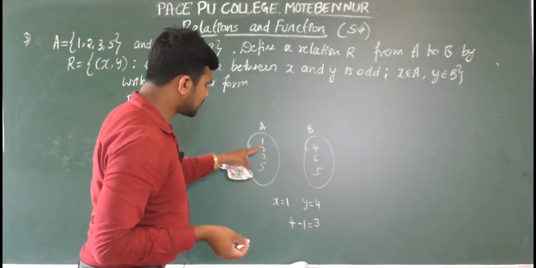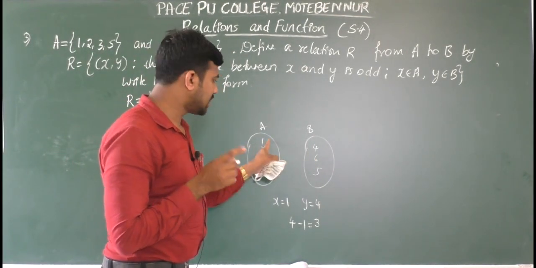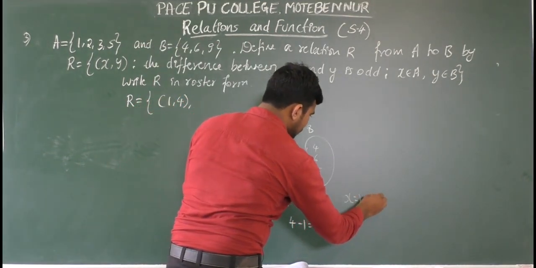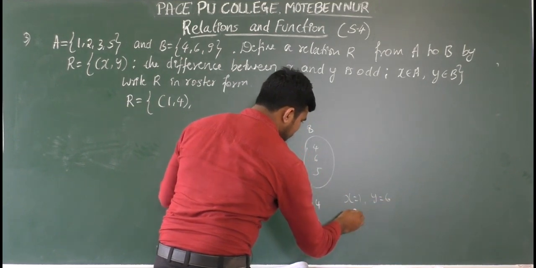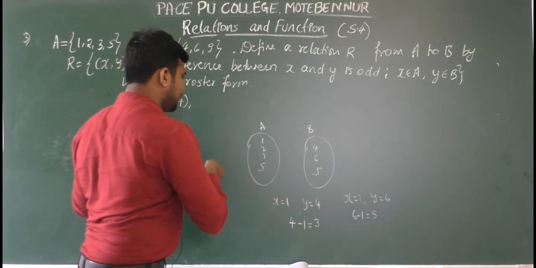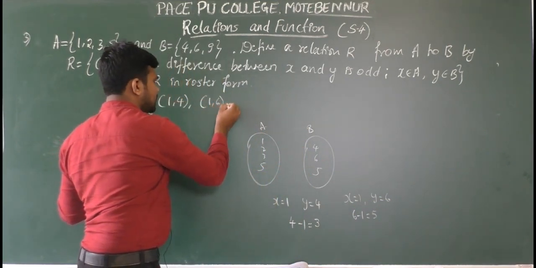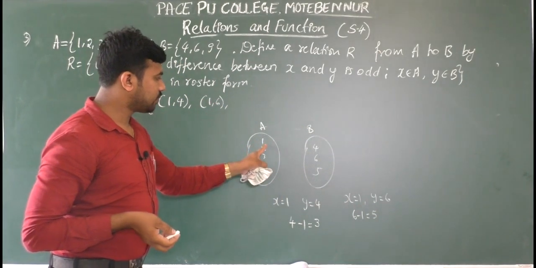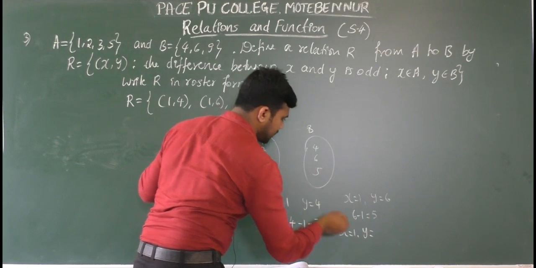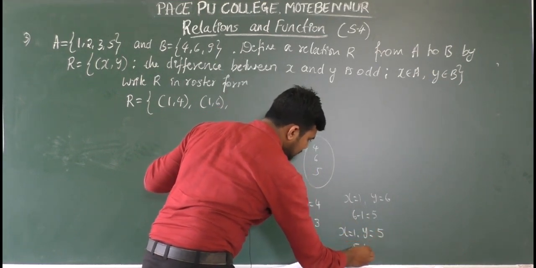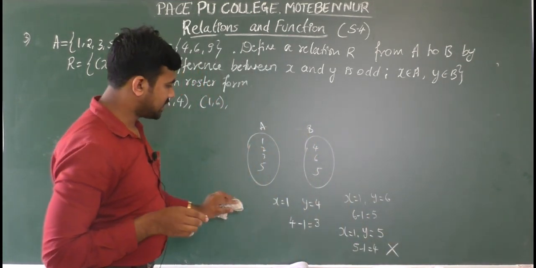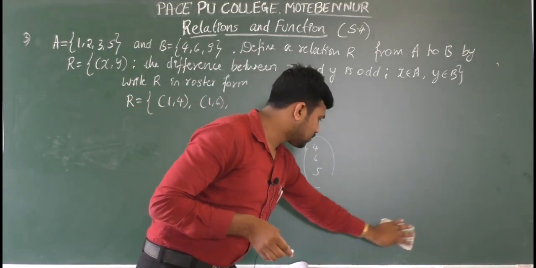Now if you take x is 1 with 6, for each element you have to check. If you take x is 1 and y is 6, 6 minus 1 is 5, again it is odd, so we can take (1,6). Next, if you take x is 1 and y is 5, what is the difference? 5 minus 1 is 4. So this is E1, so don't write it. For x is 1 I have written.